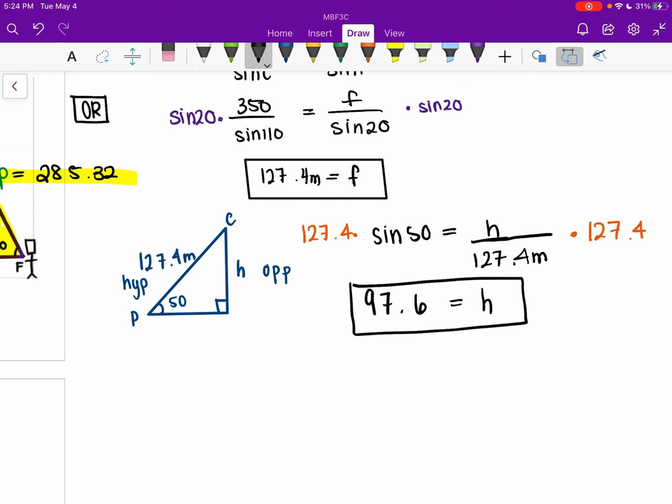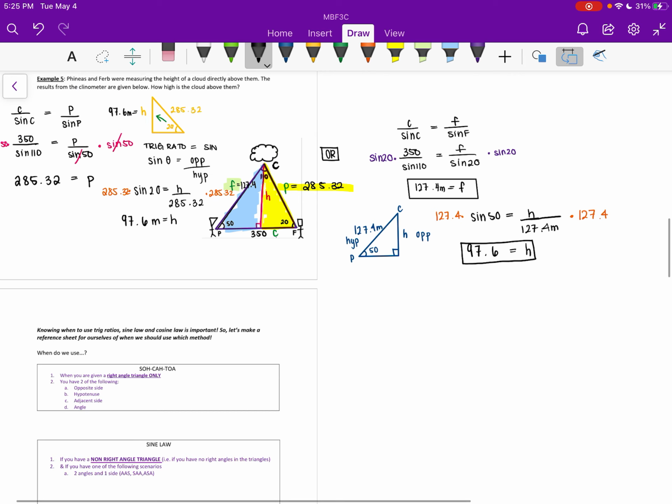Your decimals might be off slightly, so what I've been using is my answer key, that ANS key at the bottom of your calculator. I've just been using all the decimal places, but if you're not using all the decimal places, your answer might be slightly off, where it might be 97.7, but it's still close enough, okay? And so that's going to be your answer.